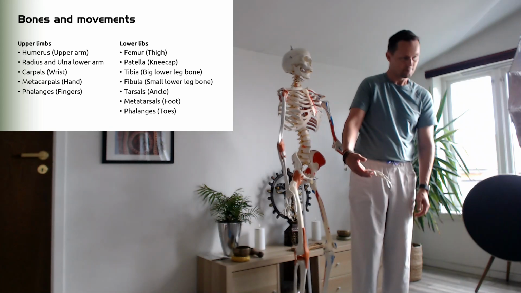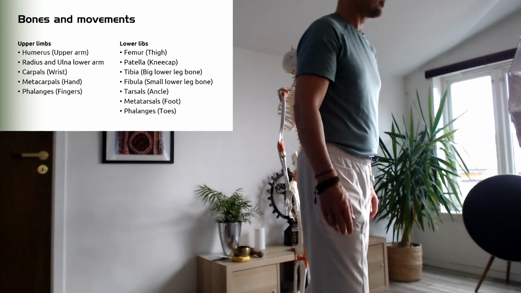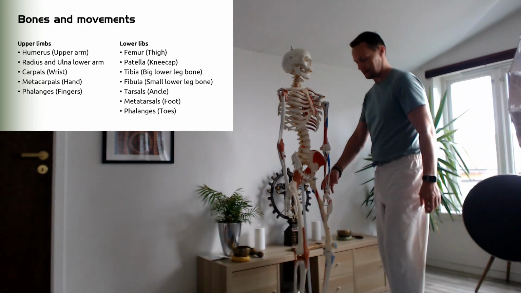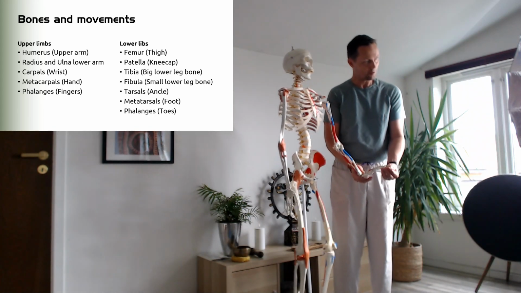So how do we bring that knowledge into downward facing dog? There's a lot of tiny bone structure in the wrist. Yeah, I think we can come back to that.